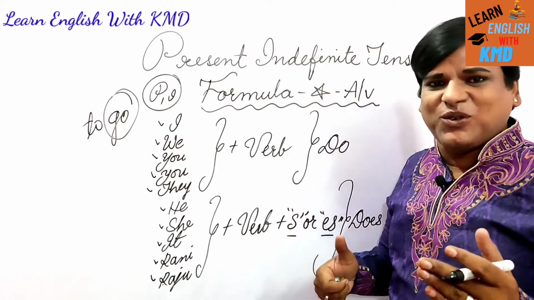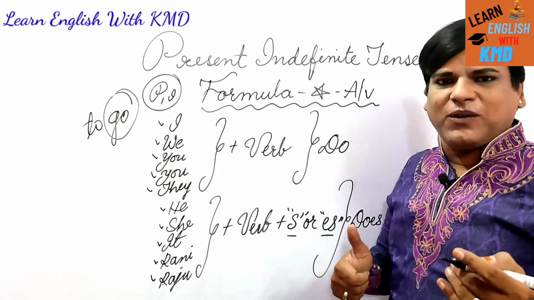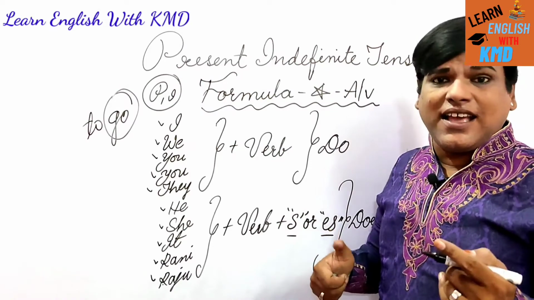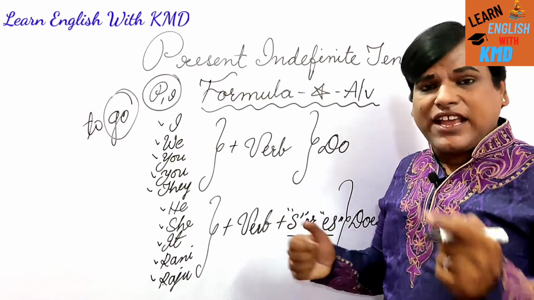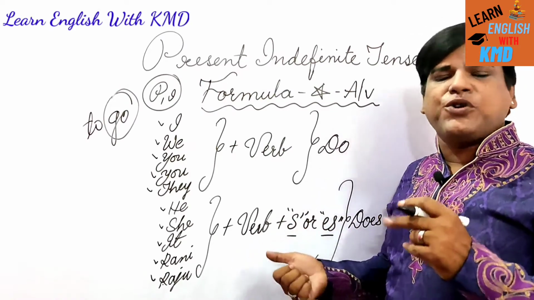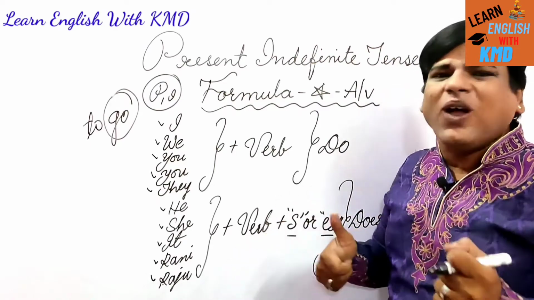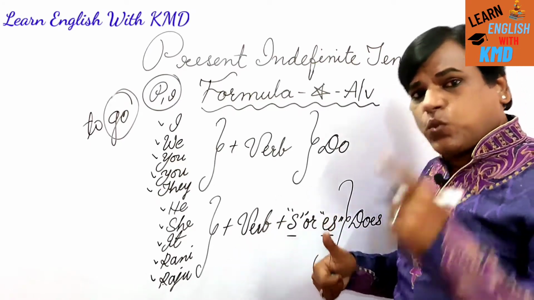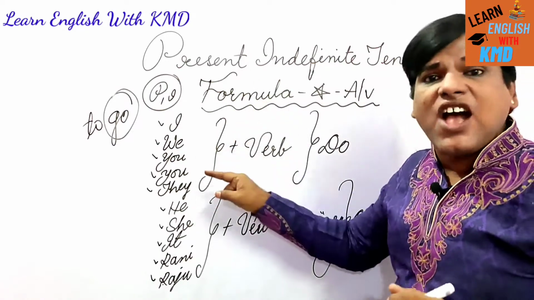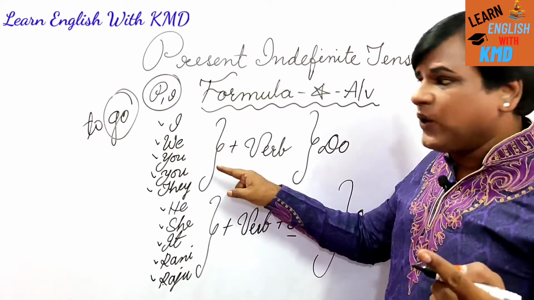I go to school. I go to temple. I go to mosque. I go to church. I go to park. I go to movie. I go to college. The formula is I plus verb. The verb is go. I go to school.